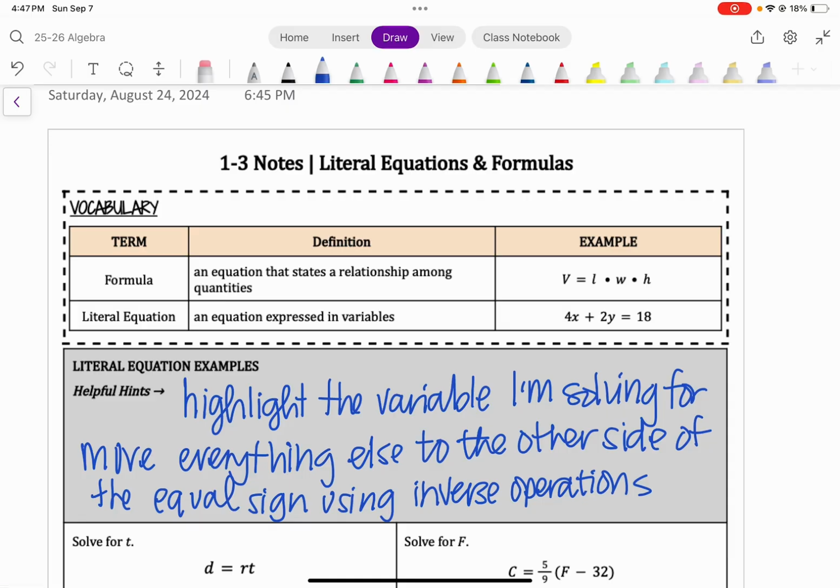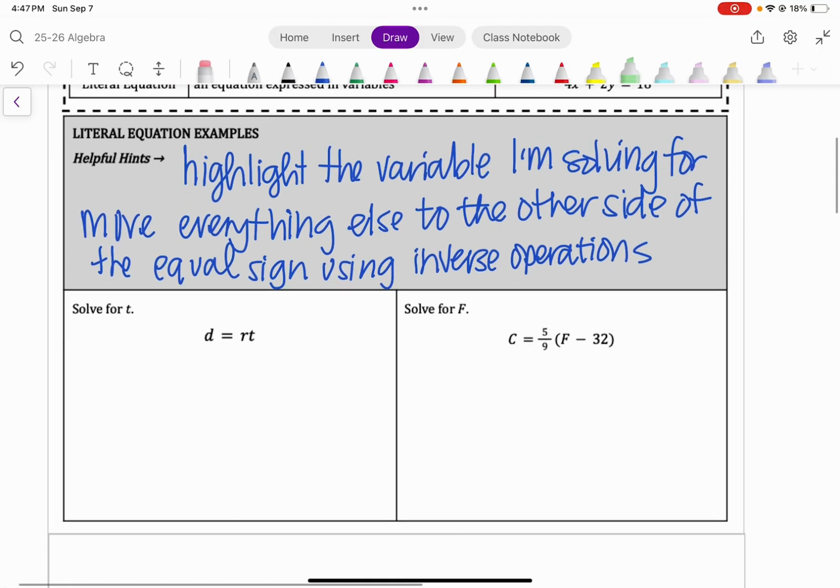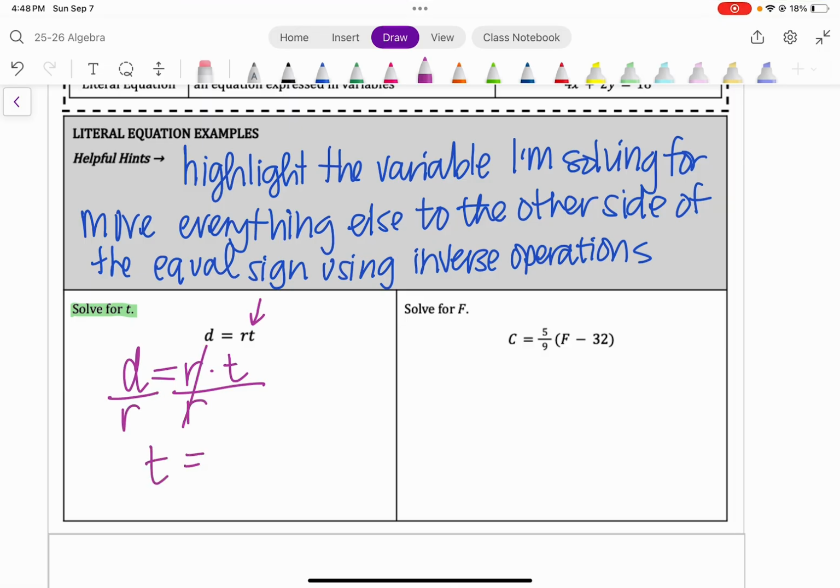Okay, so our first example is a formula maybe you're not super used to. This is the formula for distance, and the directions tell me to solve for t. So this is distance equals rate times time. And I want to decide what's happening to t, and t is getting multiplied by r. So since t is getting multiplied by r, I want to divide by r to get t alone. So t equals d divided by r.